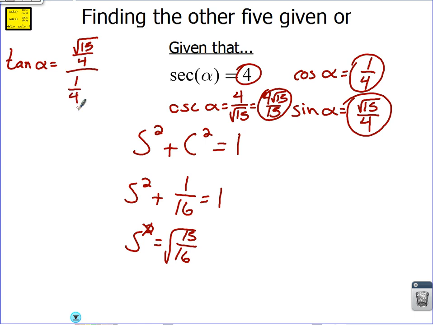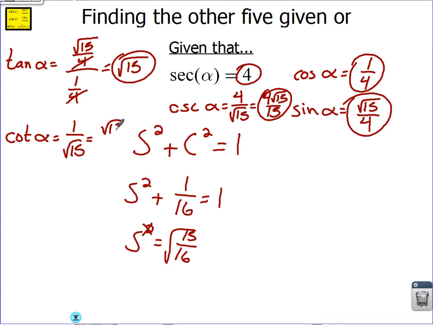The bottoms, if you do it correctly, guys, sine and cosine, the bottoms, if they're fractions, should always be the same. Okay? And when you go to divide these two things, they're always going to cancel. Leaves you with root 15 over 1 or just root 15 is the tangent. So therefore the cotangent, which would be the reciprocal of that, would be 1 over root 15 or root 15 over 15.